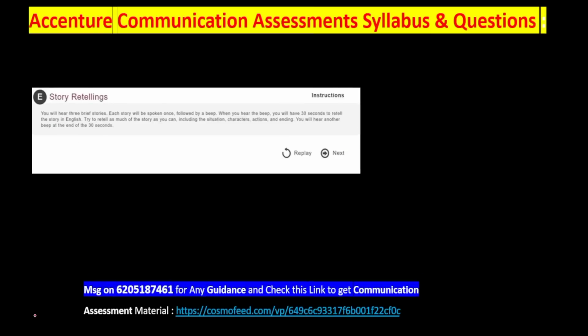Okay. Now we have a story retelling. Means there will be a brief story of about 20 to 40 seconds. The proctor will tell you the story. You have to listen and then record it. You have two chances here. In this section only, the story retelling section, you have the option to replay. Otherwise, all the other sections will be hearing only once.